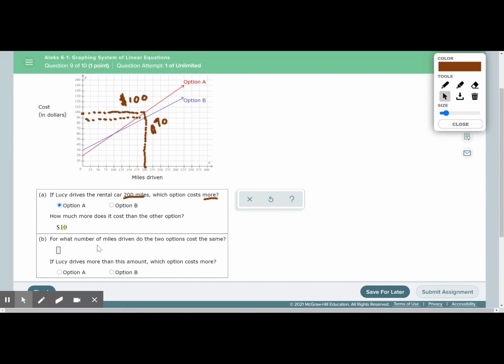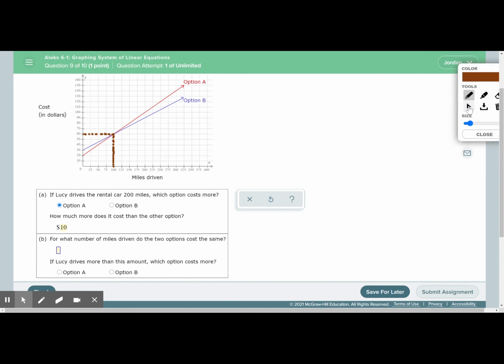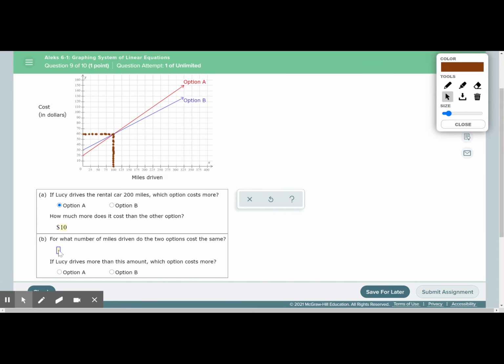Now, for what number of miles driven do the two options cost the same? What is the number of miles where the two options cost the same? That means it's the solution of these two lines, where they cross each other. At 100 miles, they both will cost about $60. Both options will have the same cost when you drive exactly 100 miles. Then they're going to cost $60. So the answer is 100 miles.